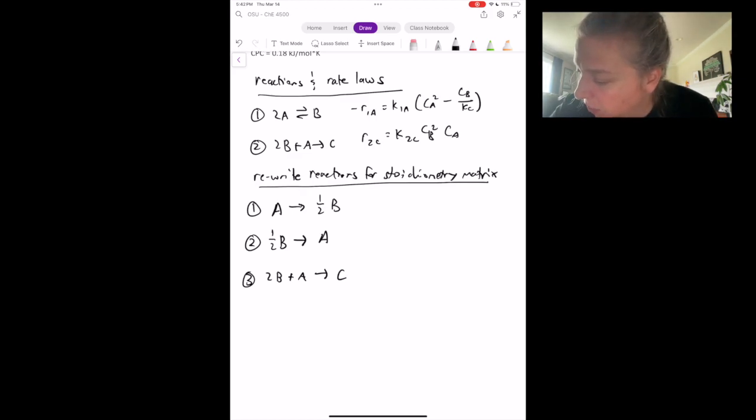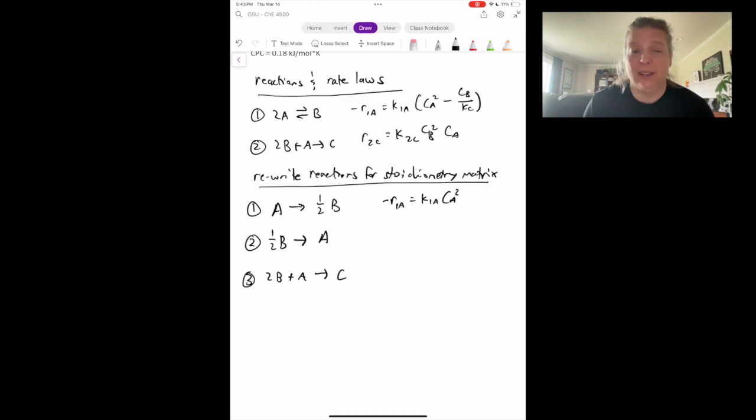So reaction 1 is going to maintain the same order of reaction, but I'm only going to write the forward reaction. So I'm going to say CA squared. So I'm not going to take that CA squared and turn it into CA. I changed the stoichiometric coefficient. That does not mean I changed the kinetics. But what I am going to do is, since I'm now only talking about the forward reaction, I'm only going to write the rate of the forward reaction.